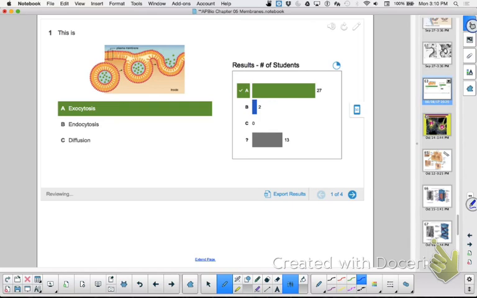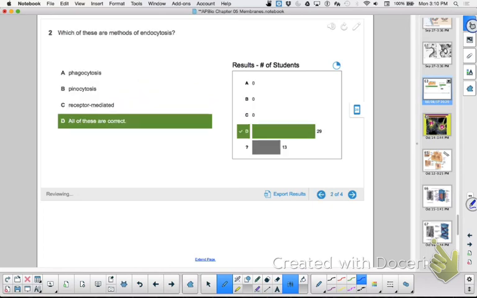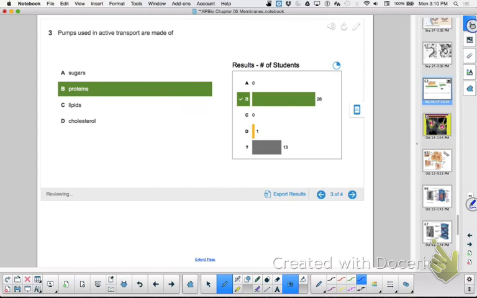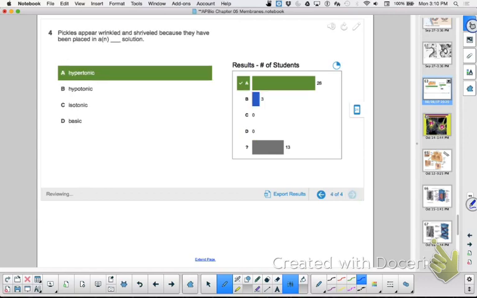Follow the arrows. It's inside going out. That is exocytosis. Okay, yay, there's one. All of those are in endocytosis. Proteins are used in active transport, and pickles appear wrinkled because they lost water, right? So they must be in a hypertonic solution.